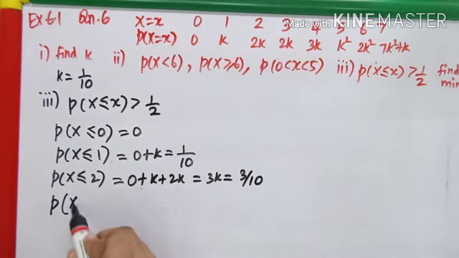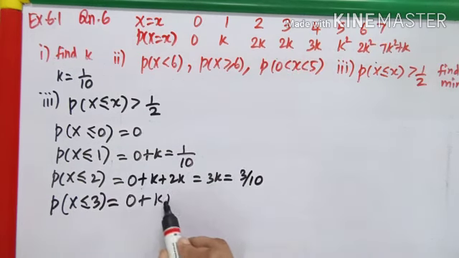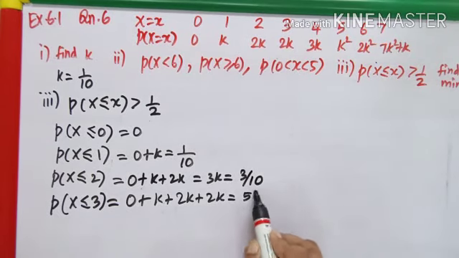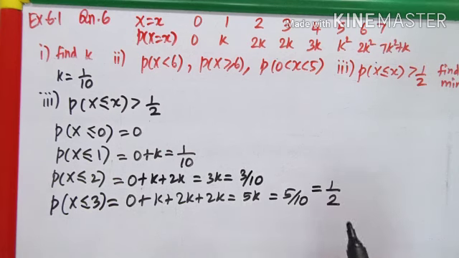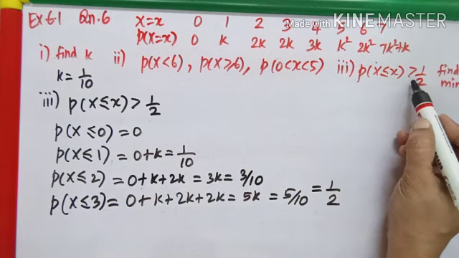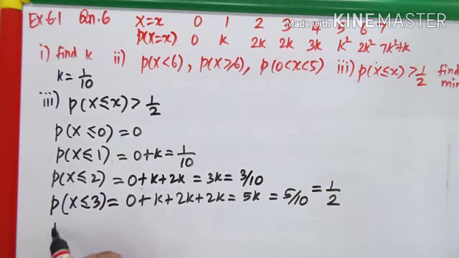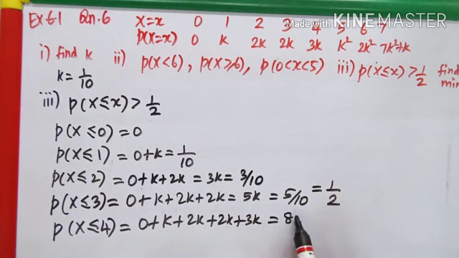So keep on adding. Less than or equal to 3. Up to 3 I have to add. 0, k, 2k, 2k. This tells me 5k, which is 5 by 10. 5 by 10 is 1 by 2. My question is not equal to 1 by 2. It tells me above 1 by 2. So proceed one more step. X less than or equal to 4 tells me 0, k, 2k, 2k and 3k. Together it is 8k, that is 8 by 10.